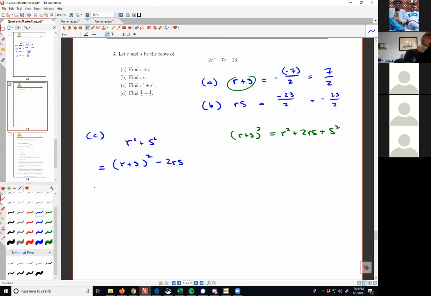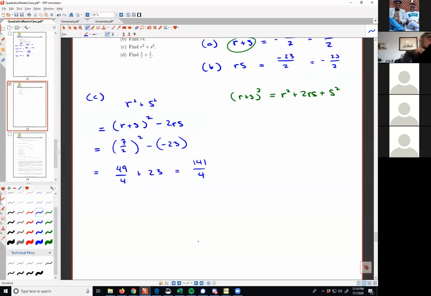And now we can take our results from part A and part B and say, well, that's 7/2 squared minus 2 times R times S, which is 23. So 49 over 4 plus 23. I think I did my arithmetic correctly. Let me check. Yeah, it's correct.